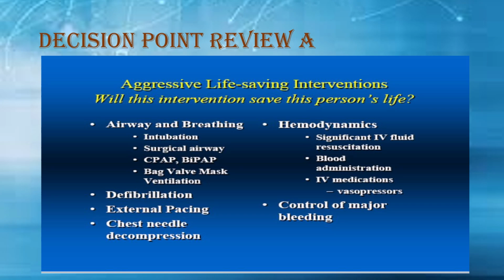Aggressive life-saving interventions. Which of these interventions are you going to use? Like airway, breathing, intubation, surgical airway, or CPAP, BiPAP, BVM mask ventilation, whatever. Defibrillation, external pacing, or you need a chest needle decompression, or hemodynamics. How is the hemodynamics? Do you need a fluid resuscitation bolus? You have to give him immediate blood, or you are giving some vasopressors or inotropes. These conditions are important to save a patient's life, so this changes your decision. So they are all under level 2. And control of major bleeding.